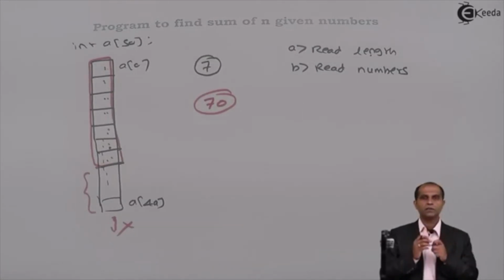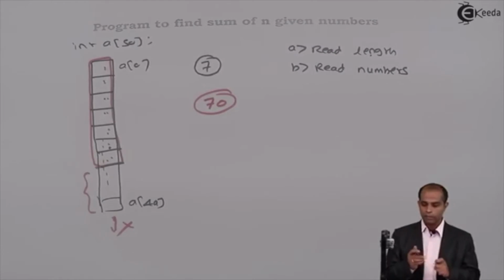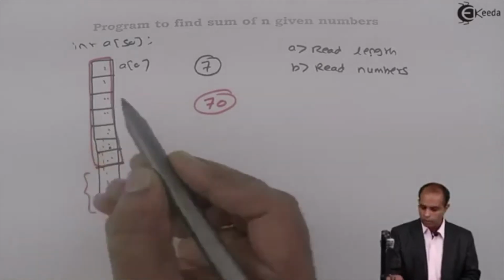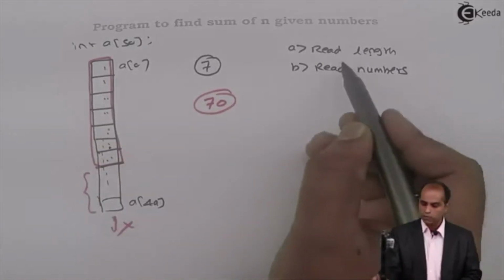That will be the latest stuff. Right now, come back to this particular example. We have said that I'm supposed to find the sum of given n numbers. If the user says 7 values, I'll ask to read the numbers. I'll ask the user to enter the numbers.